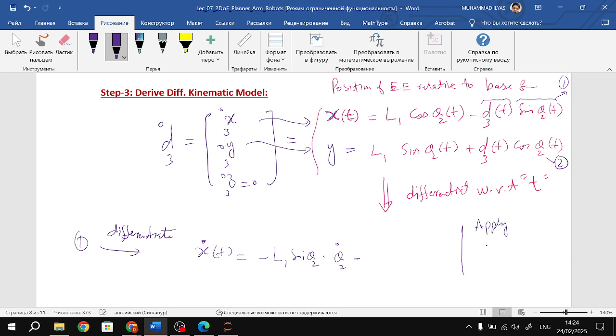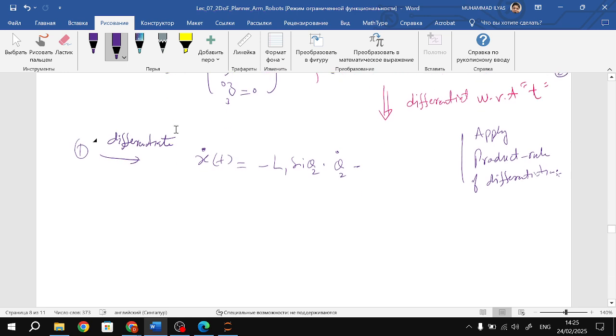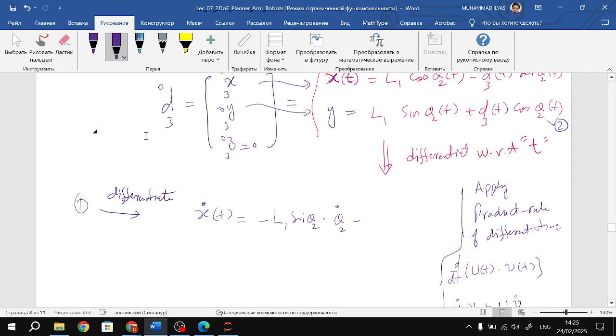Apply the product rule of differentiation. What is that? Daniel, you know? Yeah, in this case you have minus d3 cosine theta 2 by theta 2 dot. Let me just write down first. If you have two functions, each a function of time, then you take the derivative of the first one and write the second one, plus you take the first one as it is and take the derivative of the second. So this you will apply over here, right?